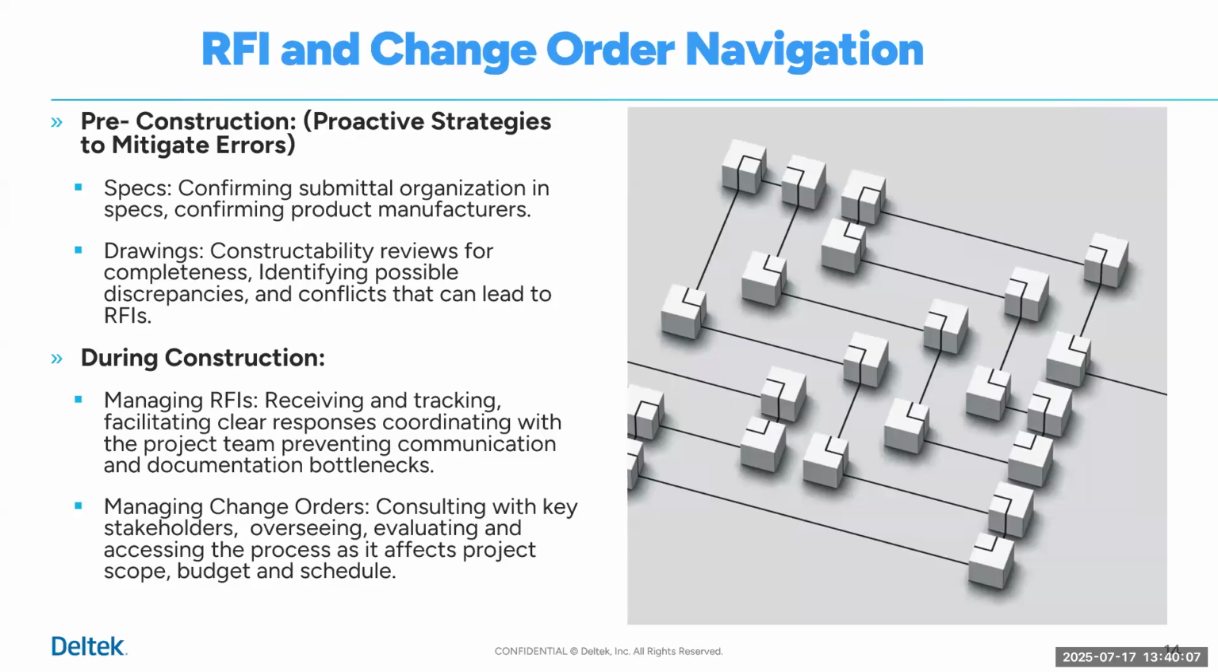in pre-construction, in regard to the specs, we want to confirm that the submittal organization is in the specs, that the product manufacturers are listed in the specs or the drawings. Sometimes architects like the basis of design manufacturers listed on the drawings, and the specs say see drawings. Or if the project team wants all the manufacturer information in the specs, that's where they may say see specs.